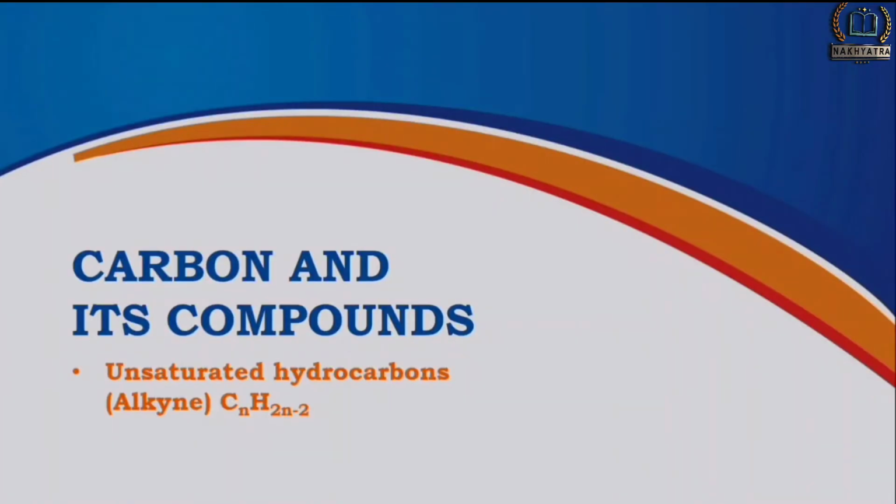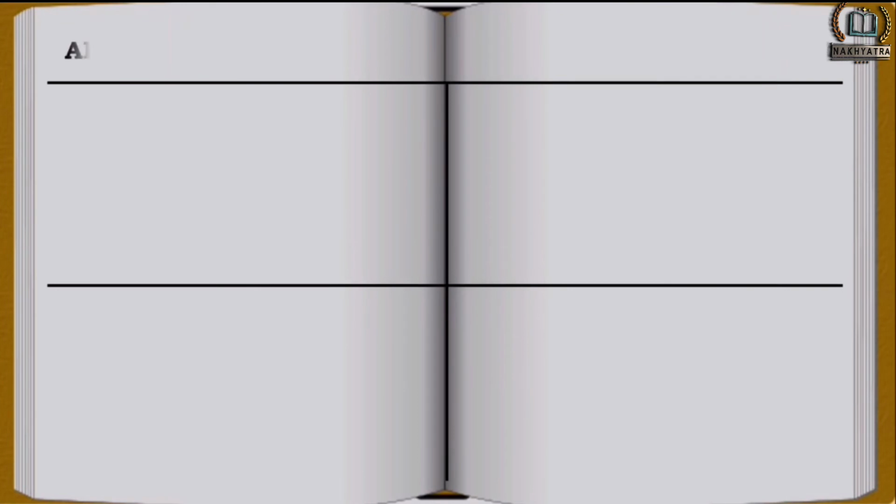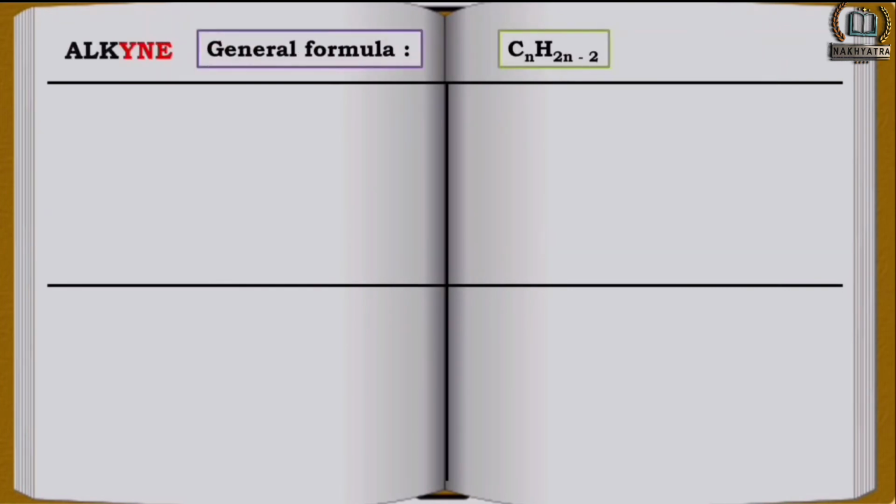Okay, now let's check the unsaturated hydrocarbons, that is alkyne, and the general formula is CnH2n minus 2. So for alkyne, the suffix YNE means that it has triple bonds. So carbon atoms are linked by triple bonds, and it has the general formula CnH2n minus 2.